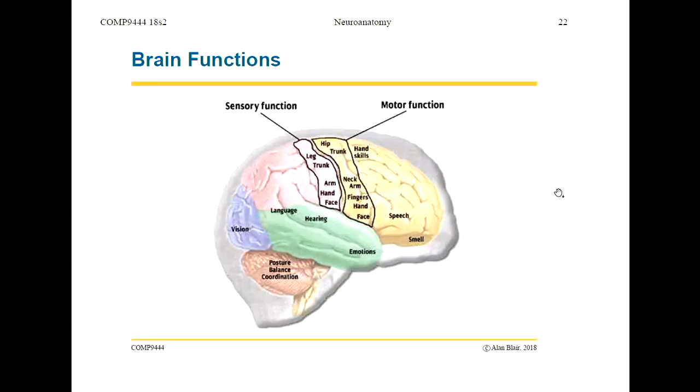And then for left-handers, it's a little bit different. So for a right-handed person, these mappings tend to be pretty regular, that speech is always in this area and so on. For a left-handed person, there's a little bit of variety there. A left-handed brain isn't as simple as just the mirror image of a right-handed brain.